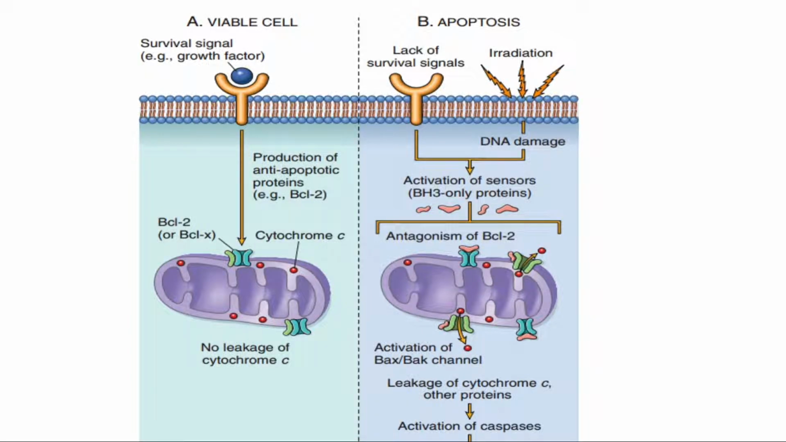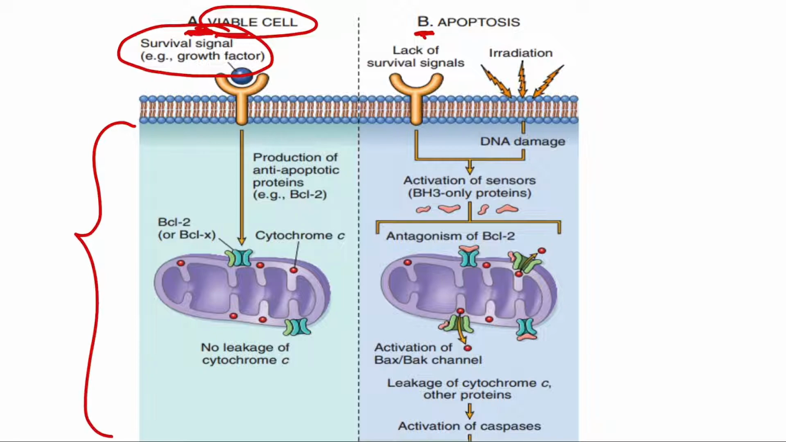Now this is a very good picture from the Robbins, and this explains everything very well. So 2 cases are shown, A and B. A is a viable cell where there is survival signal that can be in the form of growth factor. Now till survival signals are present, there is no apoptosis. Now how is that possible? So this is the mechanism.